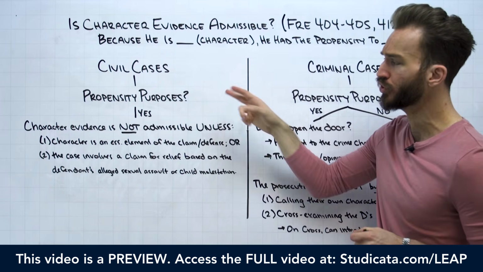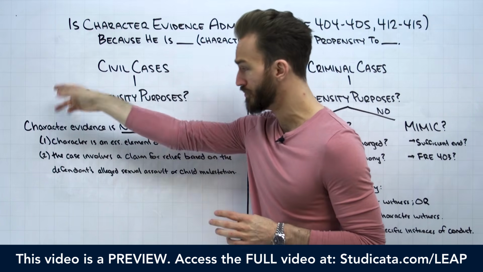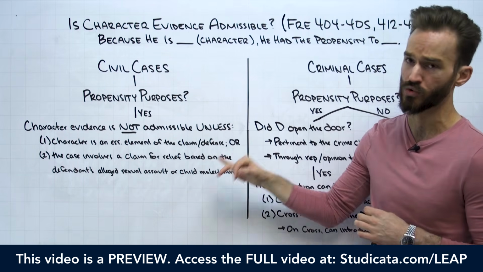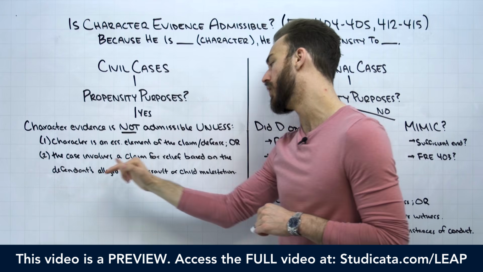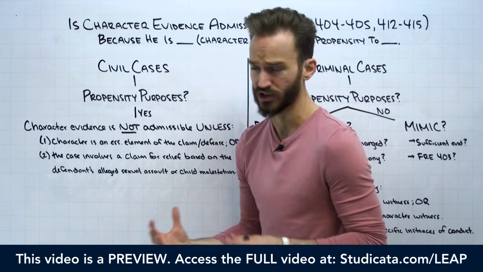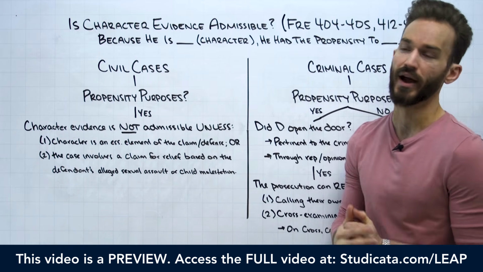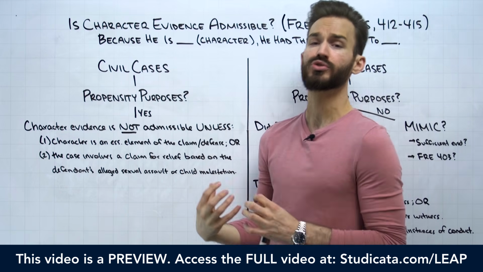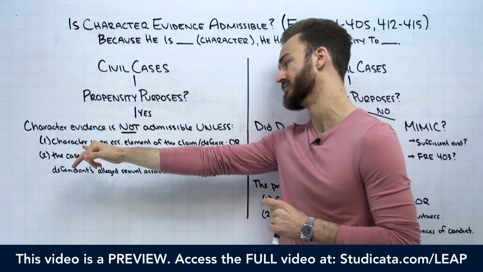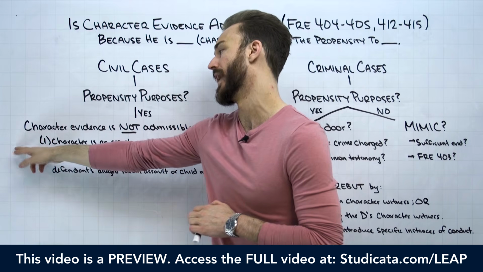Well, in civil cases, the rule is very easy. Character evidence is not admissible for propensity purposes unless character is an essential element of the claim or defense, or the case involves a claim for relief based on the defendant's alleged sexual assault or child molestation. So the rule here, if we have a civil case, is very easy. Neither party is allowed to introduce character evidence to show propensity unless character is an essential element of the claim or defense, or we have the second exception. But we can break this first one down first.